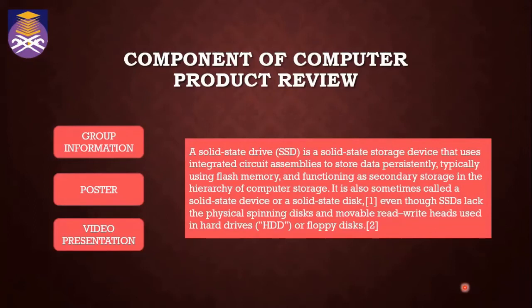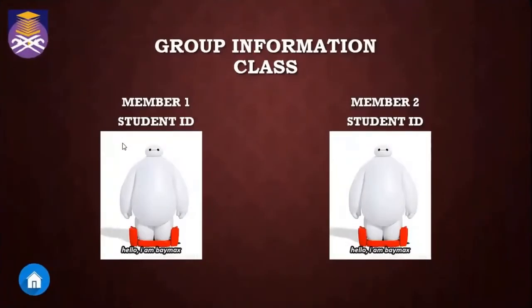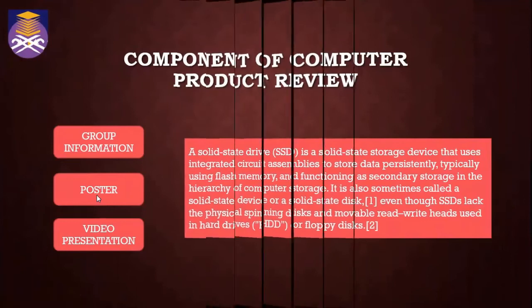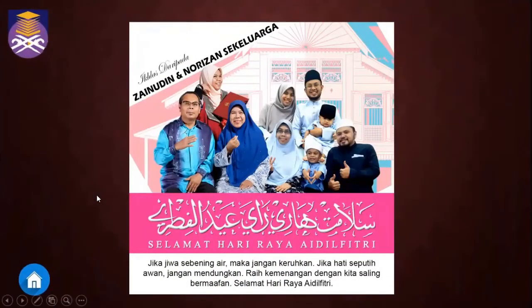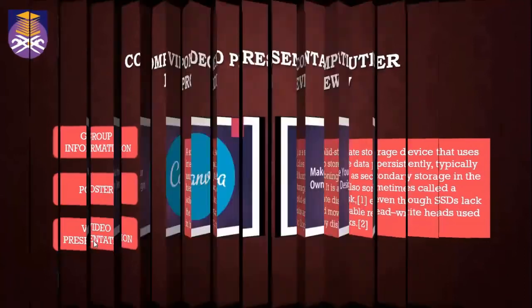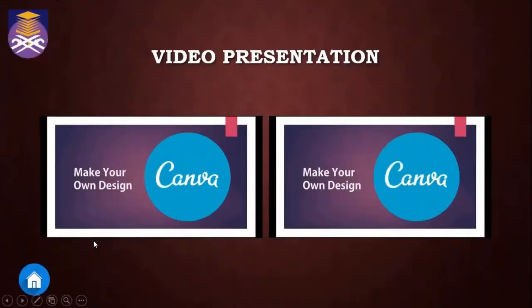We don't need to use enter anymore because we already added a hyperlink to this content. Just click this, and it will go to our group information. Then go back to home. Just click home, it will go back to the content just now. And then we click poster, then it will go directly to the poster page. So this is my Hari Raya poster. Go back to home, it will bring you back to this slide, and then go to video presentation, click that, it will bring you to this presentation. And then we just go back to home.